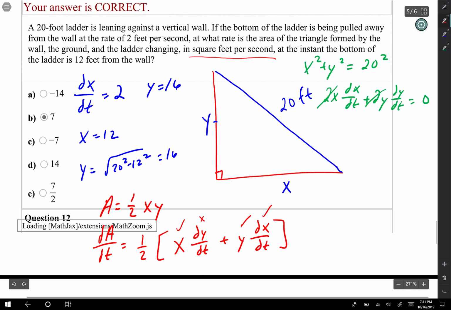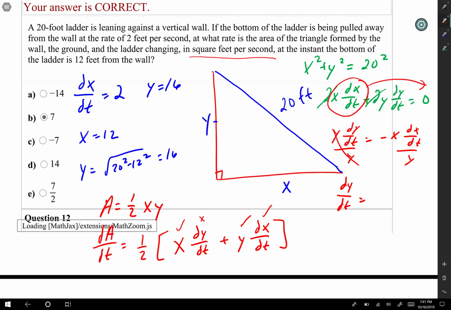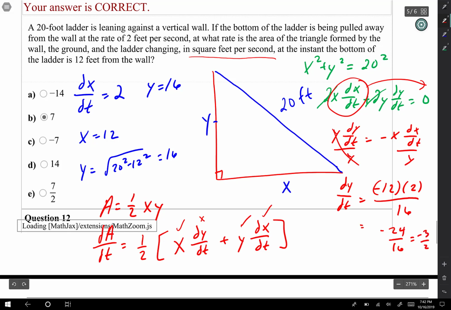And then what we're looking for is dy/dt. So I'm going to move these guys to the right. y dy/dt equals negative x dx/dt. So divide by y, divide by y. So my dy/dt is equal to negative x. Let's see, what was x? 12. Negative 12 times dx/dt, which is 2, all divided by y, which is 16. So negative 24 over 16, which reduces to 3 halves. And it's negative. That should not be a surprise, guys, because it's going down.